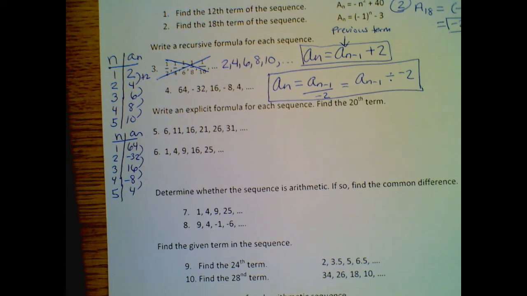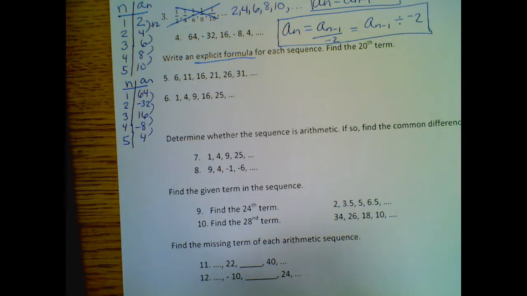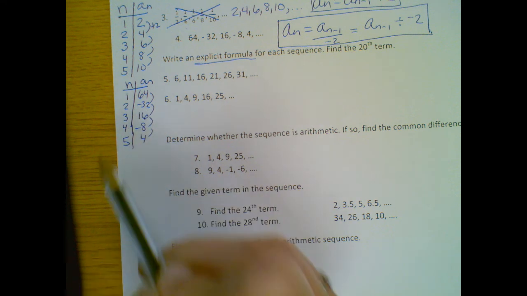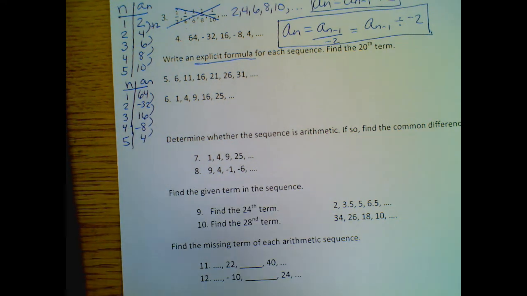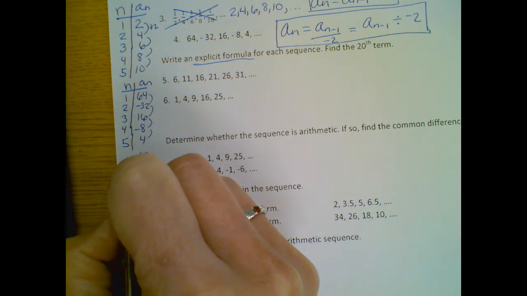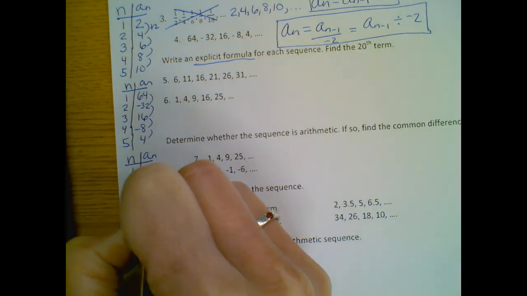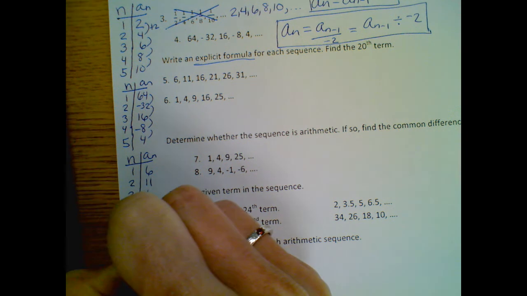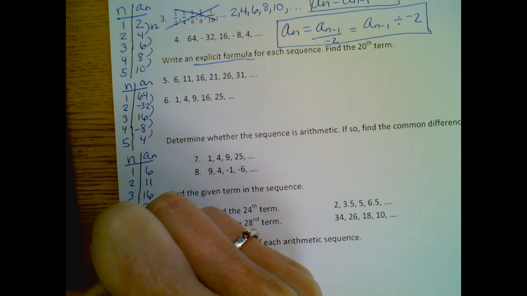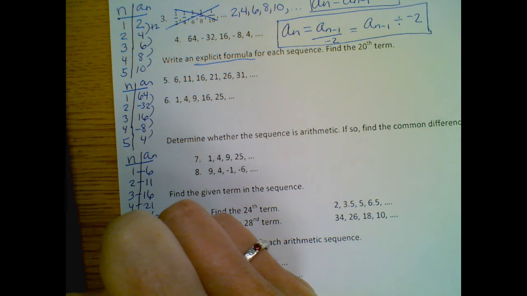Now this next one, it wants us to find the explicit formula. So to find the explicit formula, instead of relating it to the previous term or using the diagonals, we need to be relating it to the term number itself. So again, I would still recommend making the table for it. We're looking for that pattern left to right.